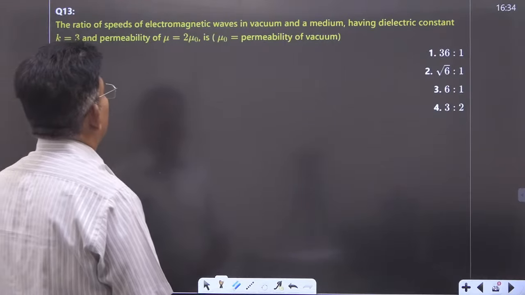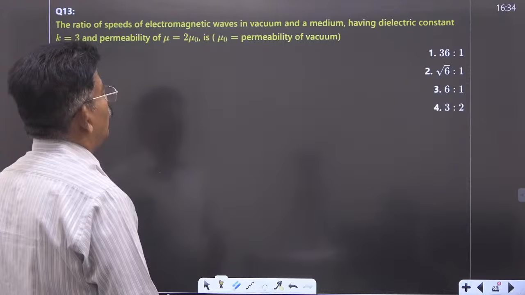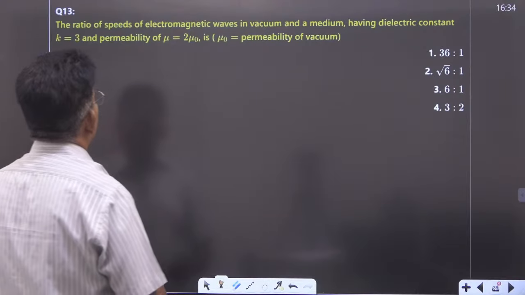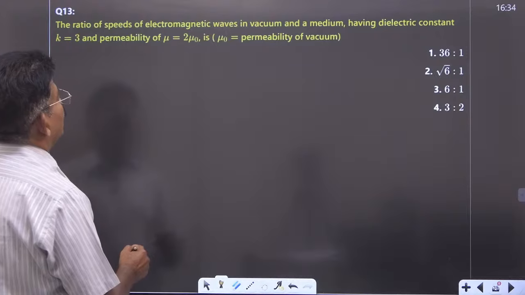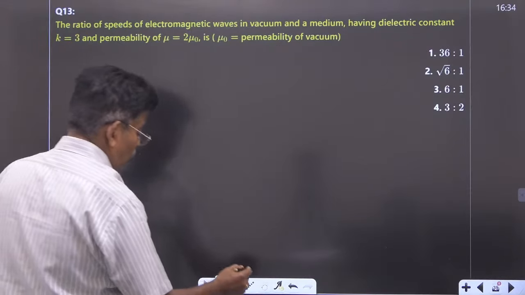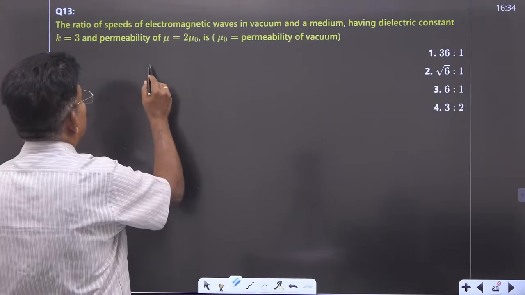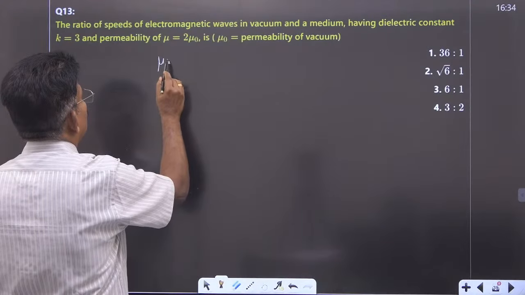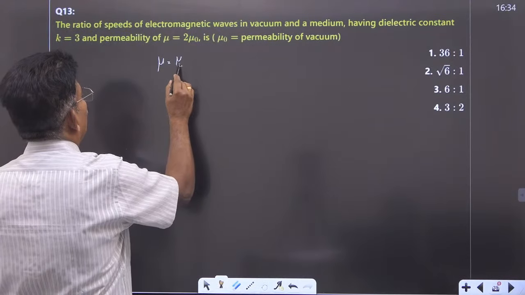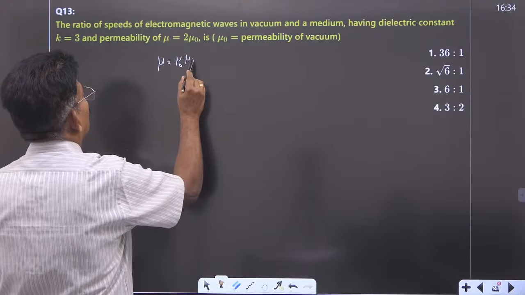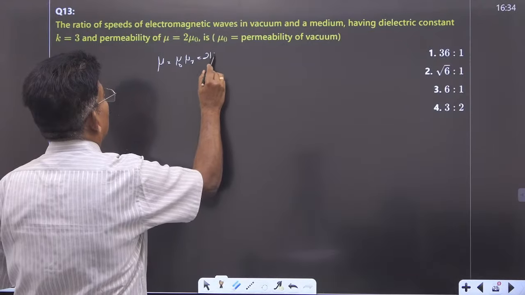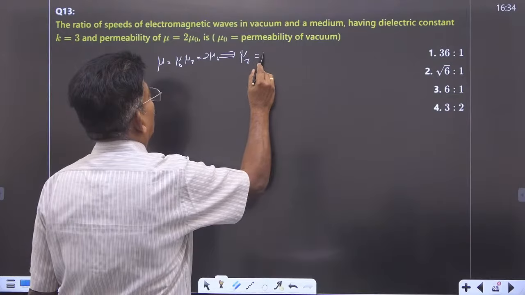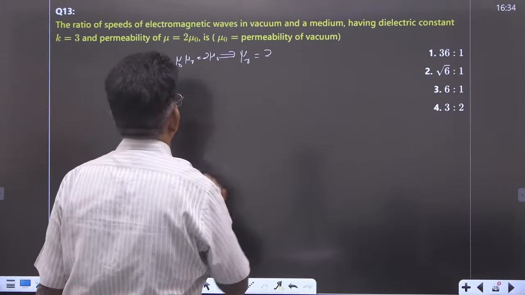Ratio of the speeds of electromagnetic waves in vacuum and in medium having dielectric constant K and relative permeability. Mu is 2 mu 0. So first, mu is equal to mu 0 mu r. That is given to be 2 mu 0. That gives you mu r is 2.